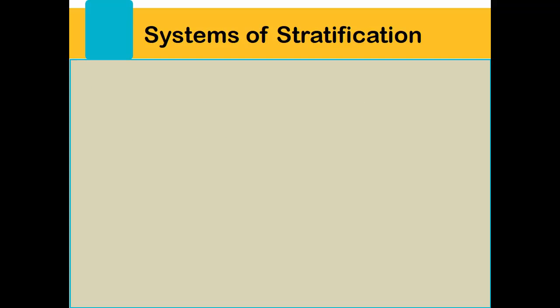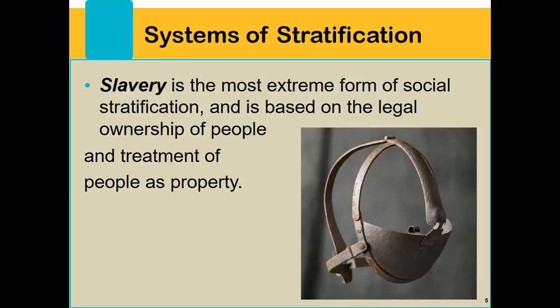So let's talk about systems of stratification itself. Slavery is the most extreme form of social stratification and is based on the legal ownership of people and the treatment of people as property. Within the United States, we had the most severe historical version of slavery to have ever existed in the world.